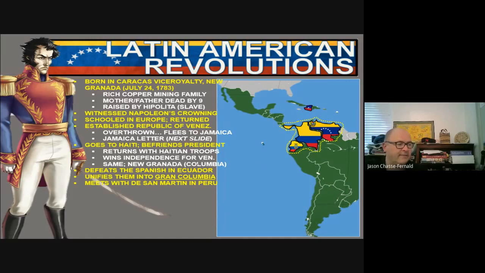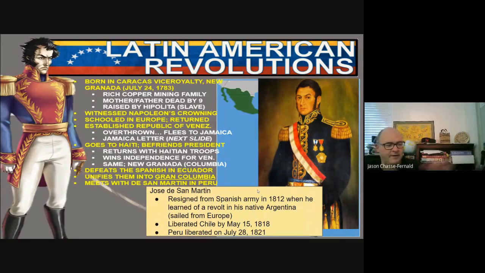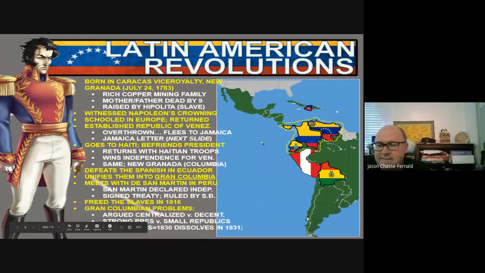He never actually stepped foot in it, right? So this is San Martin, Jose de San Martin, and just a little blurb about him, although I don't really want to flesh him out today. So he meets up with San Martin, and they will declare the victory, and they will sign treaties. Slavery gets ended once Bolivar comes back from Jamaica, from his exile, or from Haiti, or both, right?